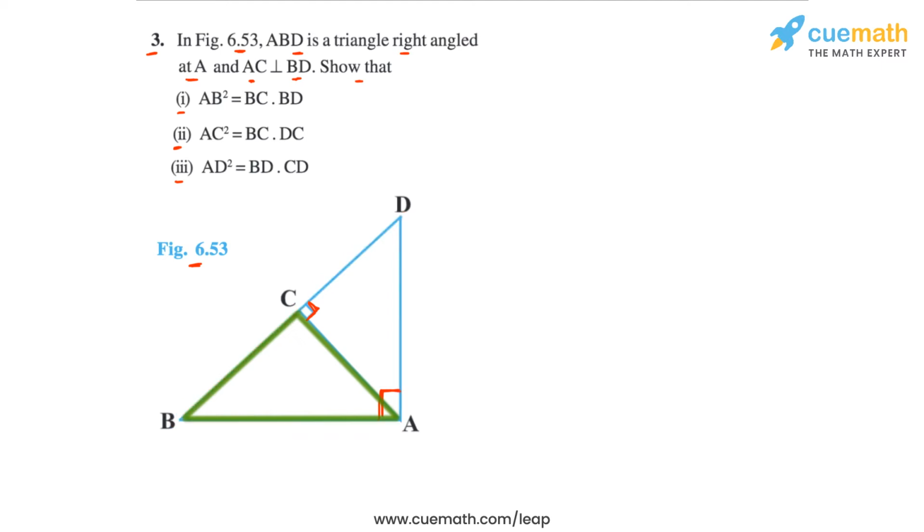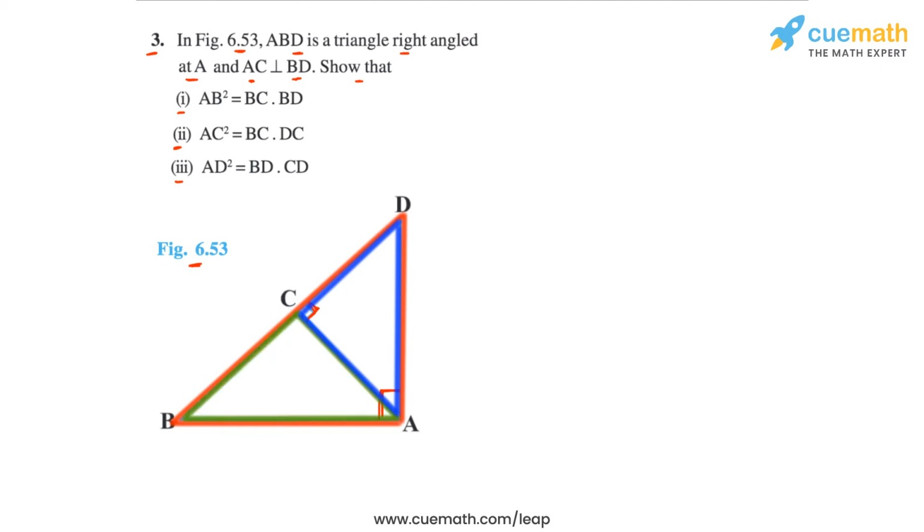And similarly for the second part, AC square is equal to BC into DC, we will use the fact that triangle ABC is similar to triangle DAC. So these two triangles are similar, is what we will use for part 2. And then for part 3, AD square is BD into CD, we will use the fact that ABD is similar to triangle CAD. So these two triangles are similar.